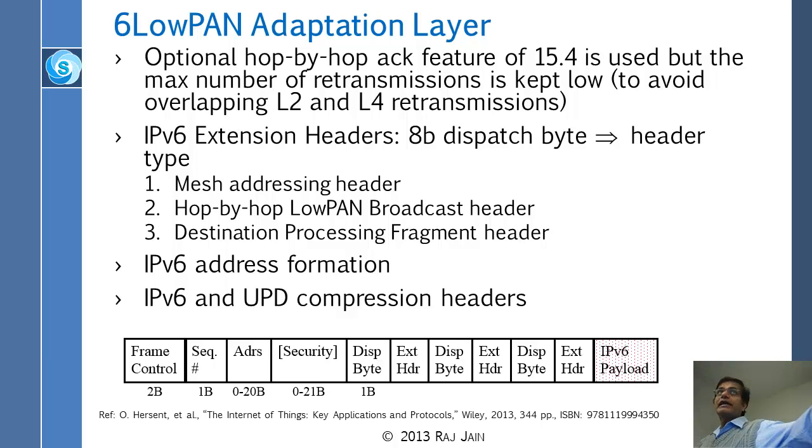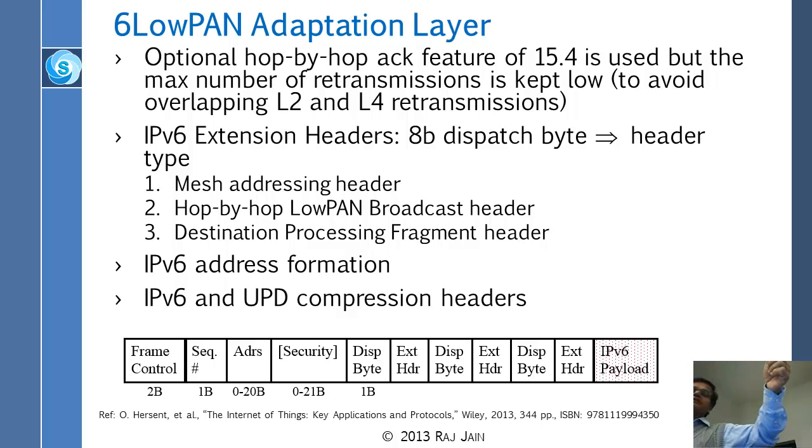IPv6 has its own headers and the payload. Right? This is the payload part. You take its header and compress it like this. And now you give it to 15.4, then you chop it into little pieces and give it to 15.4 after doing this.